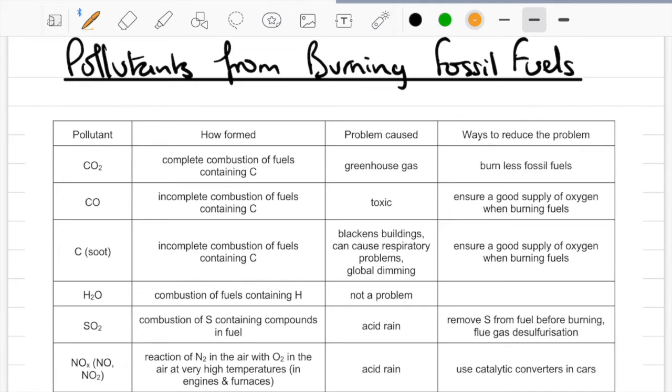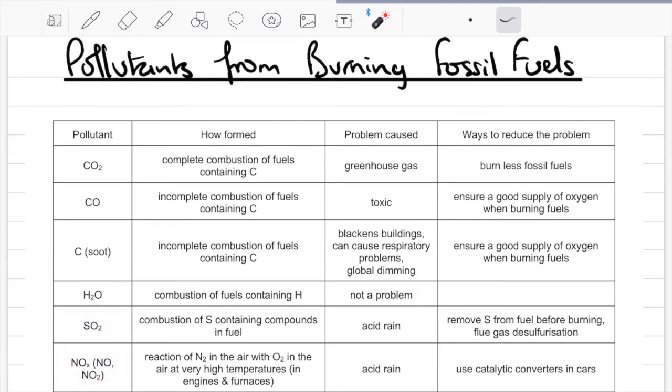So we finish with our pollutants from burning fossil fuels. So I'm just going to talk through some of these things. You can always pause the video and have a look at each of these individually, have a look at the table. A number of them are to do with complete or incomplete combustion. The ones I just want to pay a little bit more attention to are the sulfur dioxide and the nitrous oxides. So I'm just going to start with the nitrous oxides.